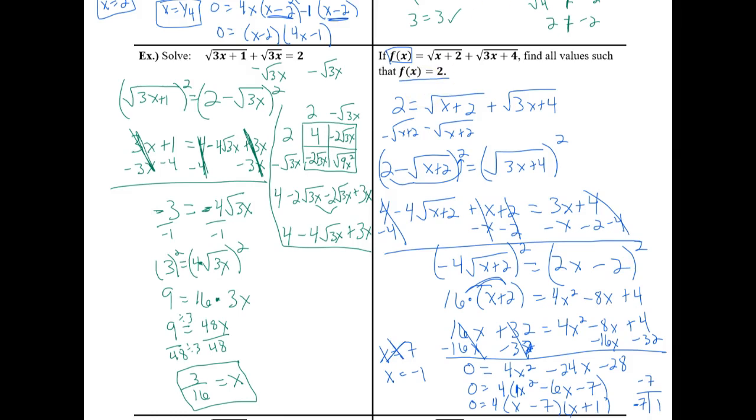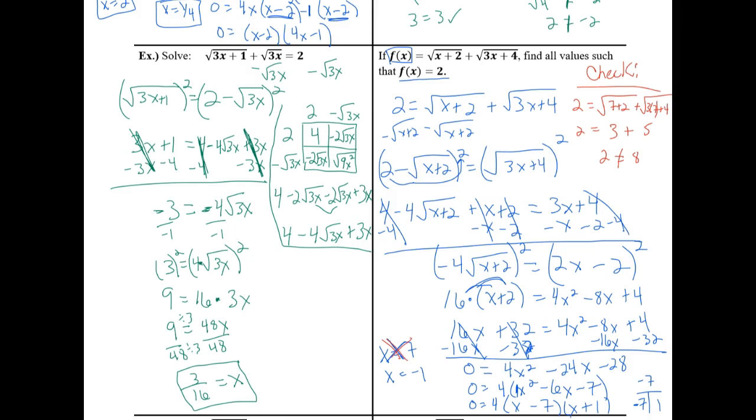Let me go ahead and write that out so you can really see it. I'm going to check it up here. So we were letting f of x equal 2. I want to know if 2 equals the square root of 7 plus 2 plus the square root of 3 times 7 plus 4. 7 plus 2 is 9. The square root of 9 is 3. 3 times 7 is 21. 21 plus 4 is 25. The square root of 25 is 5. 2 does not equal 8. That's not a solution. It's extraneous.